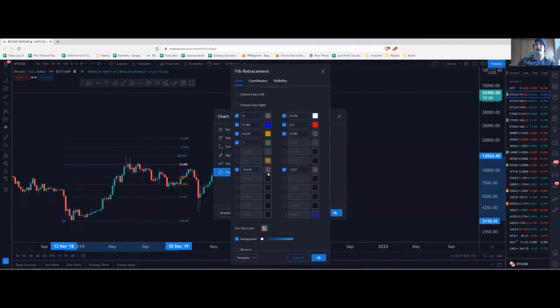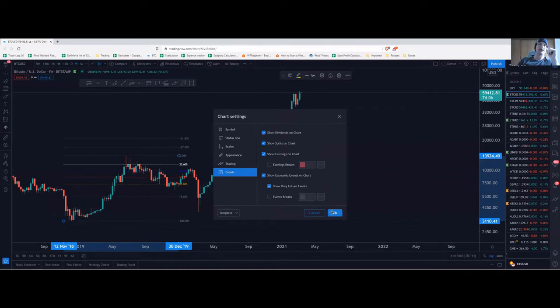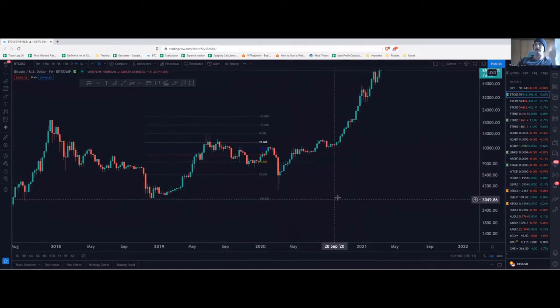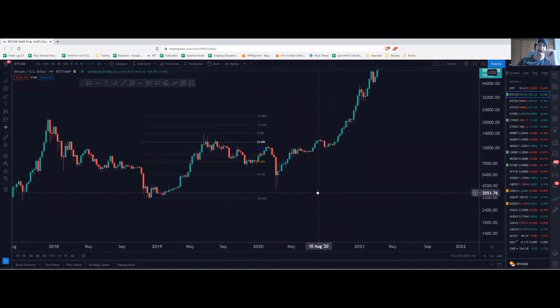These negative ones can be used for targets. I don't really do that, but I do know a lot of guys that do it very successfully. So I'll let you guys figure out how you want your fibs to look.